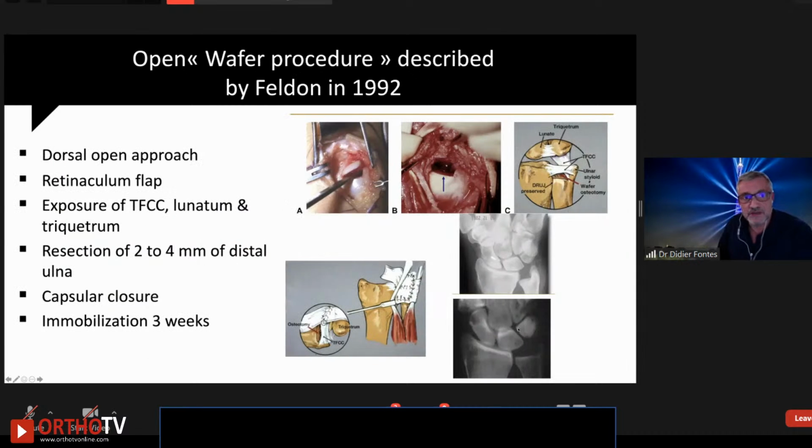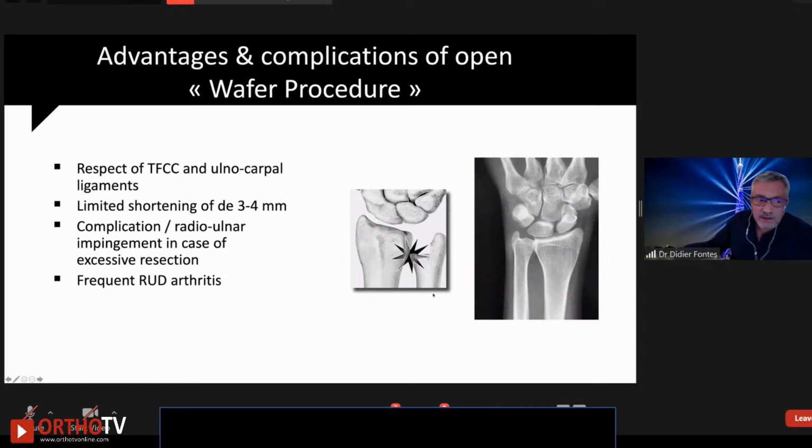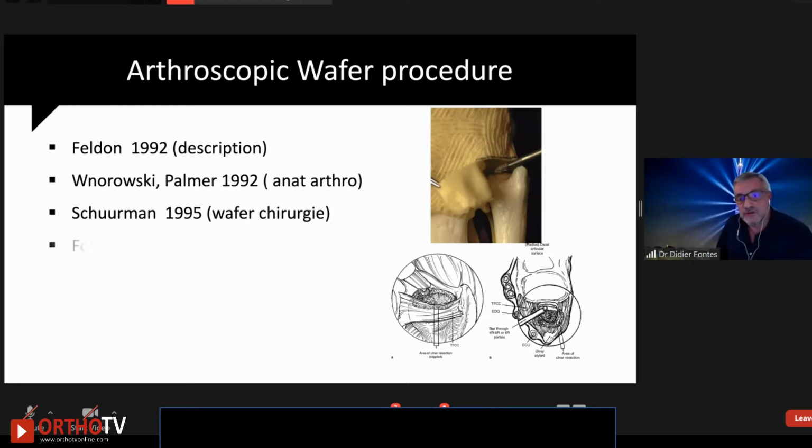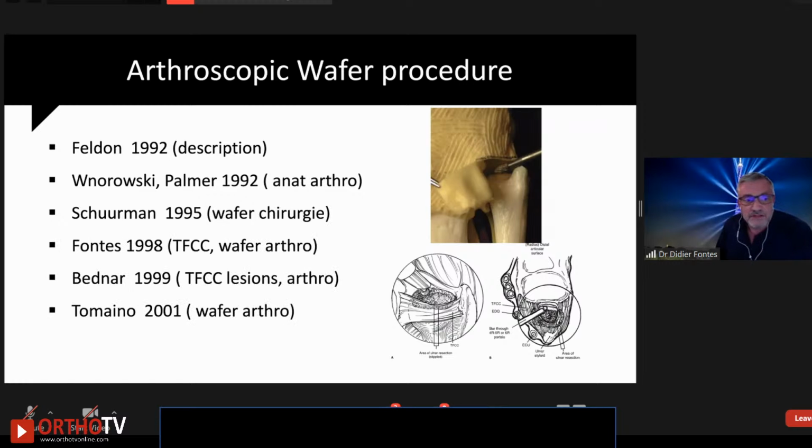The Wafer procedure was proposed by Feldon in 1992 as an open procedure, but sometimes it can create some impingement on the proximal side if there is too large a resection, and it's frequent to observe DRUJ arthritis. So this technique was not very, very popular because of that. So it's for that reason that, with different surgeons, we have described the arthroscopic way to do this Wafer procedure.